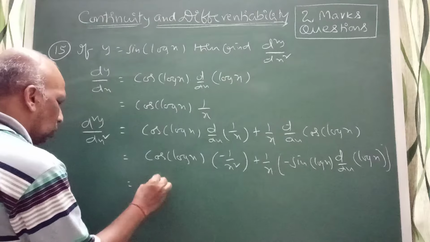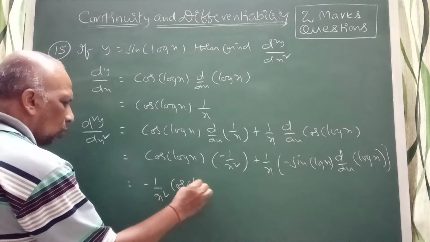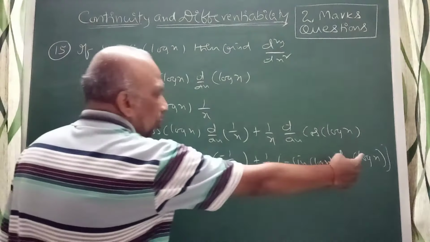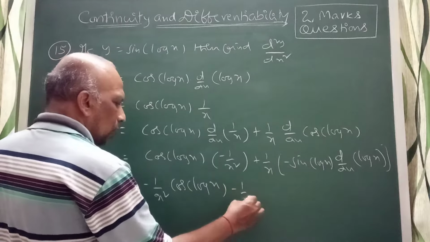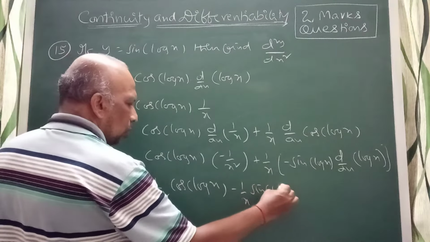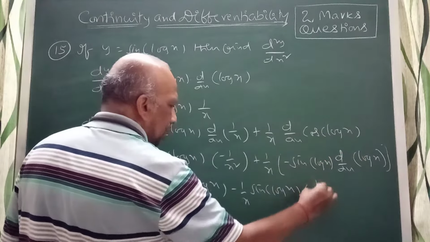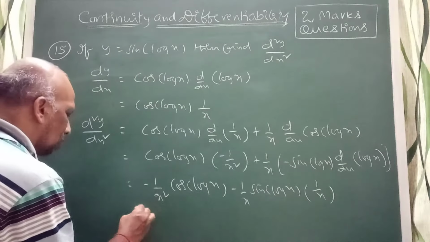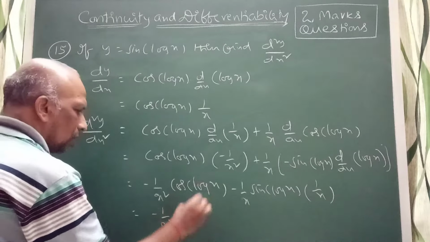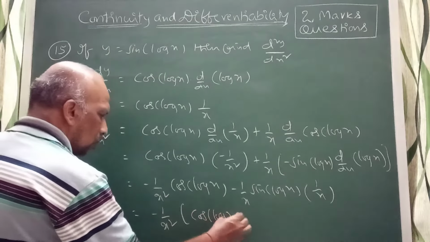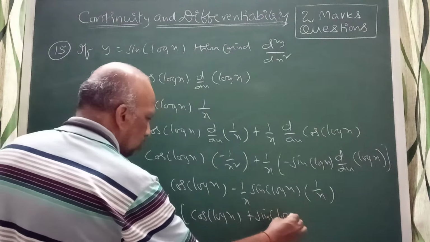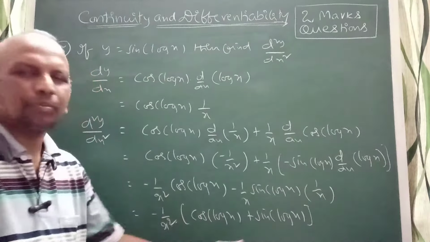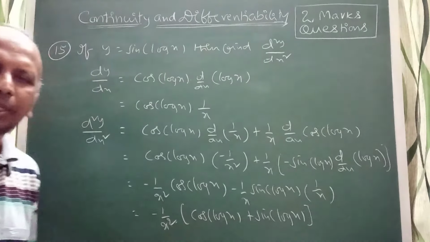Now you can see here, minus 1 by x square cos of log x. You can check here. Derivative of log x is 1 by x, so this is minus 1 by x, sin of log x. 1 by x into 1 by x is 1 by x square. So I can take minus 1 by x square common. This will be cos of log x plus sin of log x. That will be our answer. Even if you use the quotient rule, you get the same result.